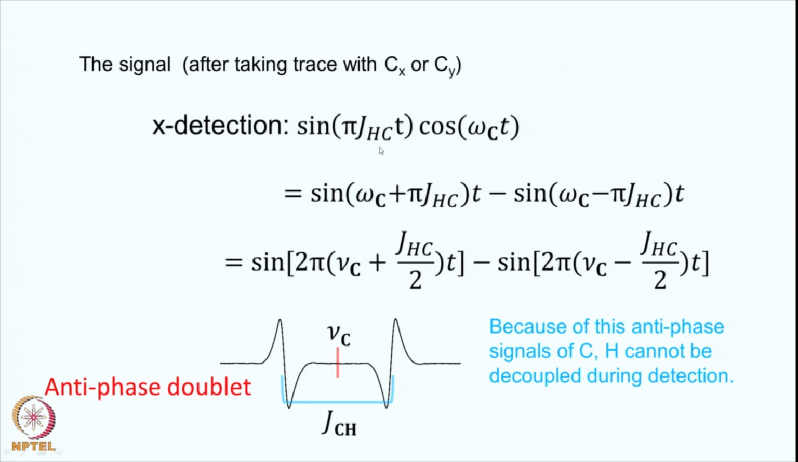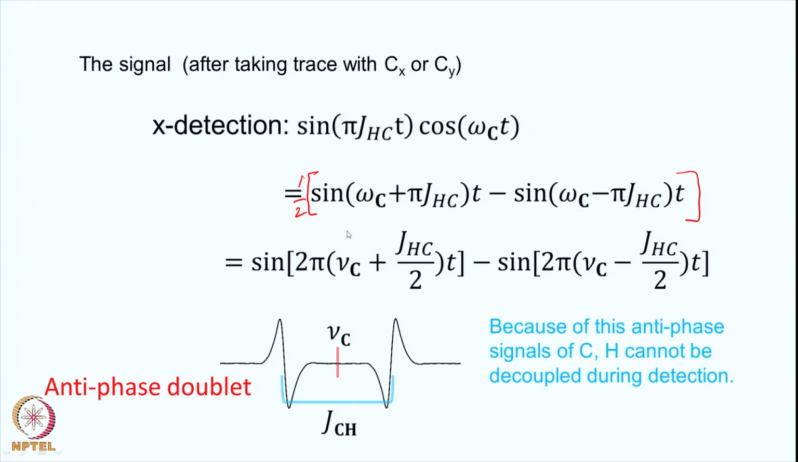Now let us expand this. The sin(πJHCt) cos(ωCt) will be expanded as the sum of two sine terms. When we expand this as a sum of two, we get this here, and I have to put in a factor of 1/2. So I will get two frequencies here, right. There are two sine terms, so these are two frequencies: ωC plus πJHC, and the other one is ωC minus πJHC. Of course these are in radians.